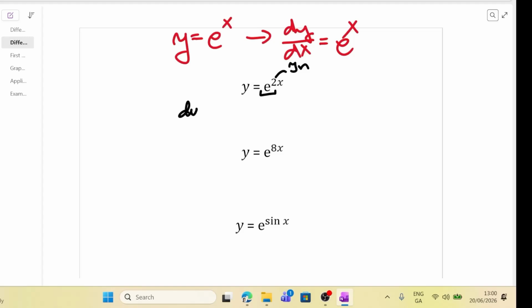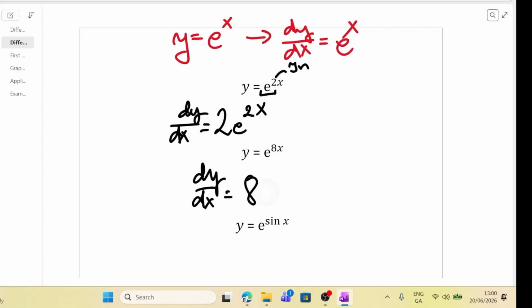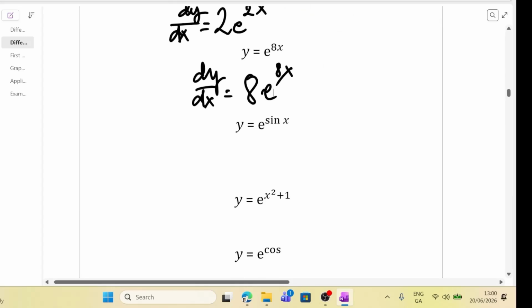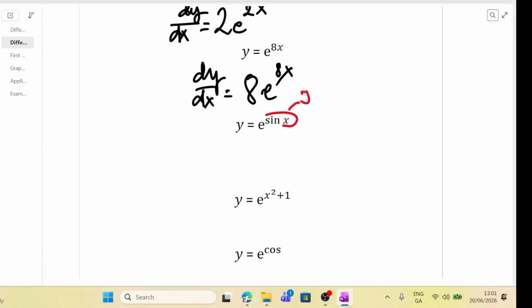Let's differentiate that using the chain rule again. The derivative of the outside, e to the power of something, is e to the same power, and the derivative of 2x is just 2. And I multiply it like this. The same with the second one. So dy over dx is 8 e to the power of 8x. Next one here. So now it's getting more complicated. I have e to the power of sine of x, but it works the same way, guys. You can see that the x was replaced by the trigonometric function, but it's still my inside.